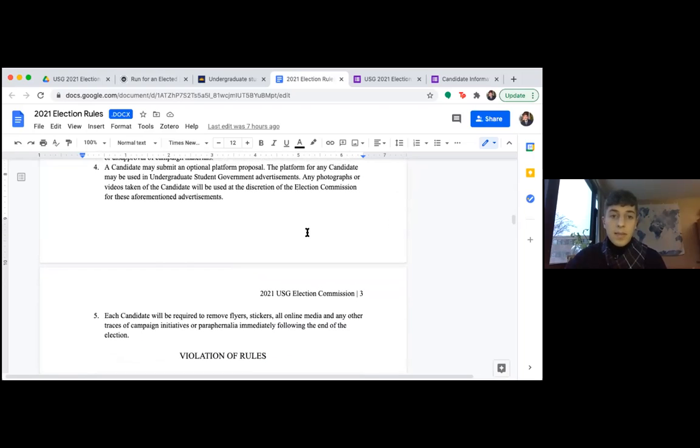A candidate can submit an optional platform proposal. Almost everyone does that. We'll have an example up pretty soon as well. And we'll also link it on this page too.